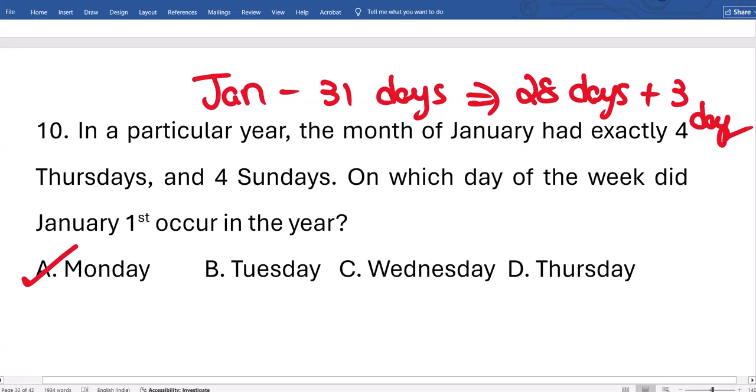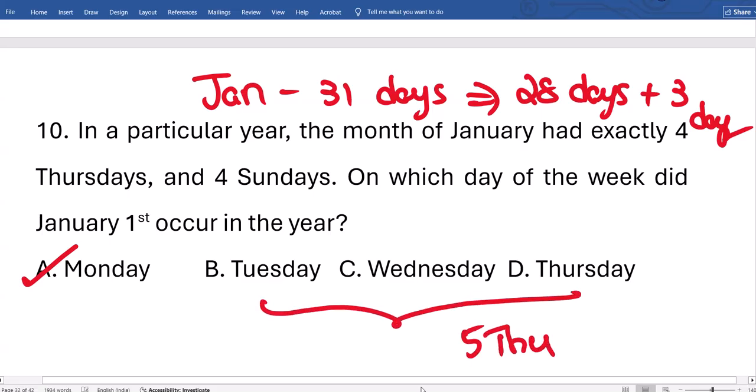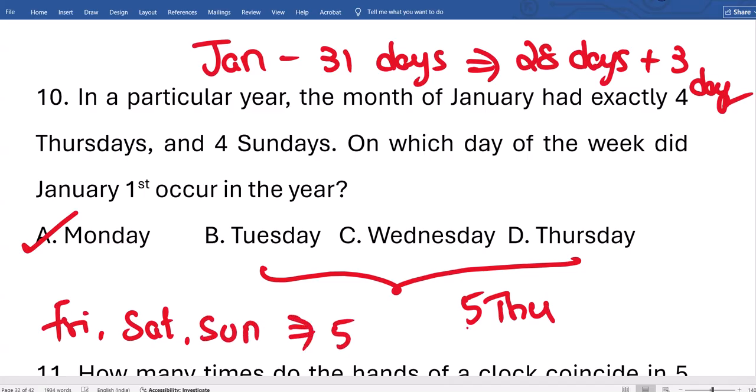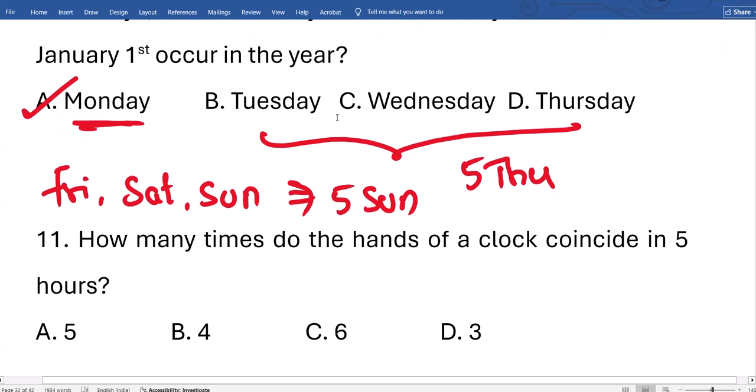If I start with Friday, I'll definitely get 5 Sundays. If I start with Saturday, I'll get 5 Sundays. If I start with Sunday also, I'll get 5 Sundays. It cannot be those either. So the only possible option is Monday. You can just think, this will be useful. If a month starts with Tuesday, Wednesday, or Thursday, we'll get 5 Thursdays. And if we start with Friday, Saturday, or Sunday, it will end with 5 Sundays. You don't want 5 Sundays or 5 Thursdays. That's only possible by starting January with Monday. Then you have 4 Thursdays and 4 Sundays.